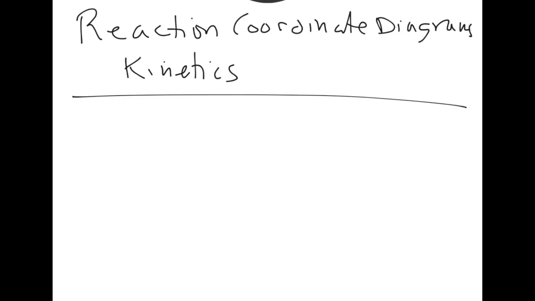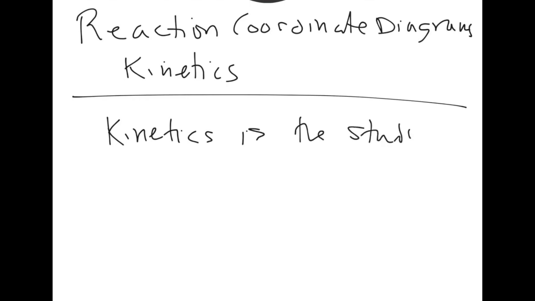Better. Okay, so if you remember, kinetics is the study of reaction rates. So we can use reaction coordinate diagrams to determine the relative rates of different steps in a mechanism, right? And we do this by looking at something called activation energy.